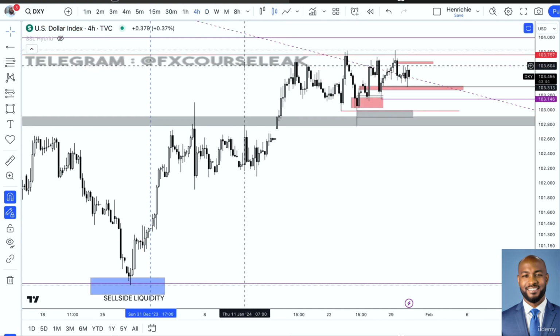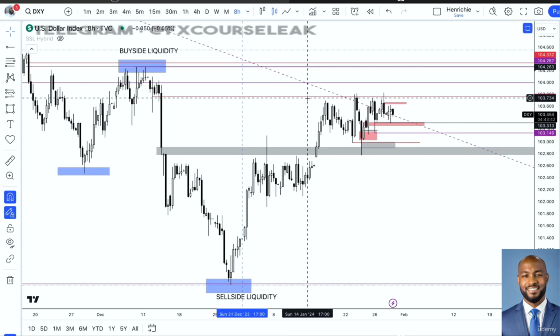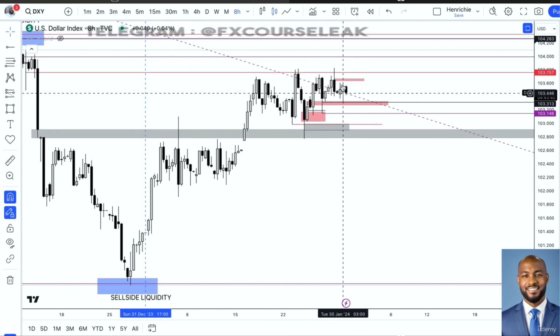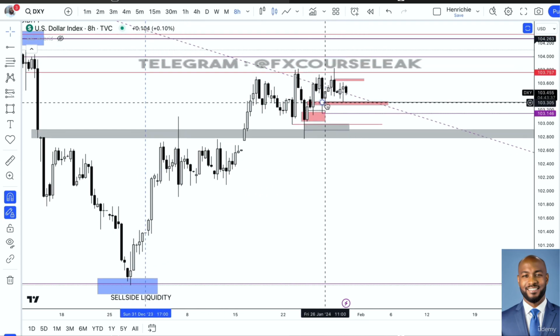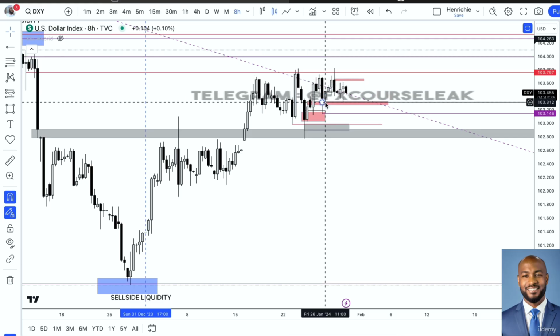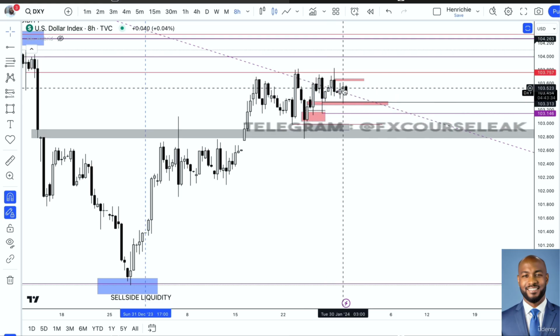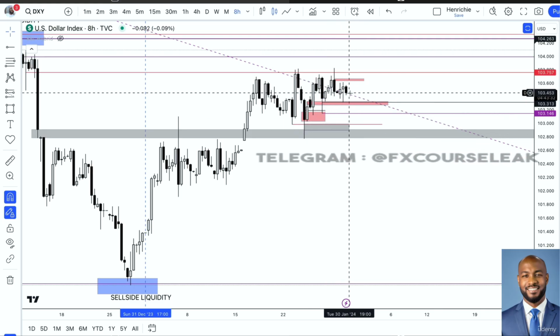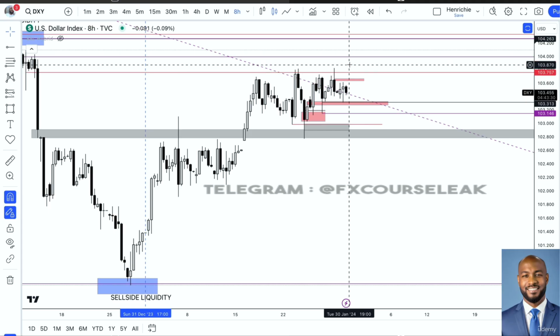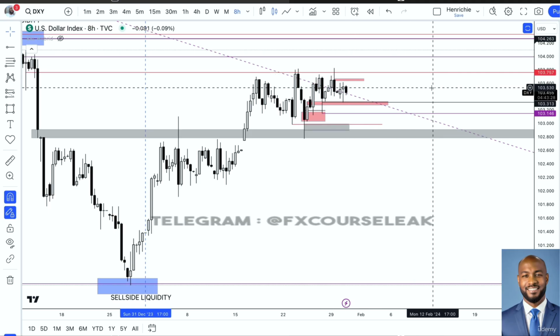We're going to go to the 4-hour, look at the 8-hour as well. So on the 8-hour, you can see we dropped down, took liquidity from a previous low of an 8-hour. So that should potentially give us some momentum to go to the upside. So if you have any questions about this, you let me know.